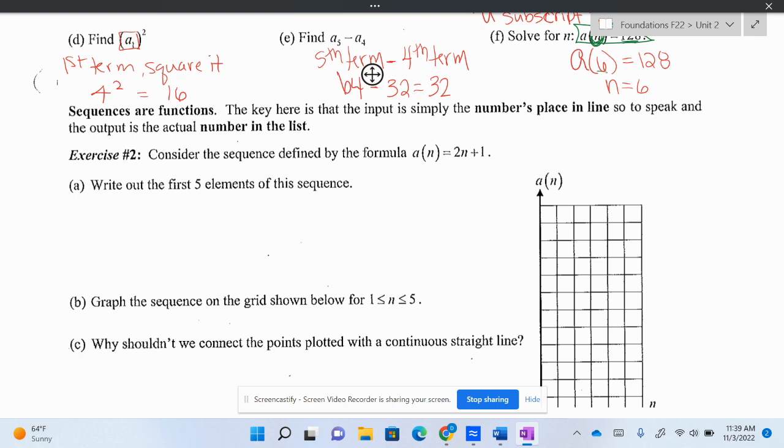a to the n equals 2n plus 1. And we're going to write out the first 5 elements, meaning this is what it's asking. What is a to the 1? What is a to the 2? What is a to the 3? What is a to the 4? And what is a to the 5? So I'm going to wait for everybody to write that down.